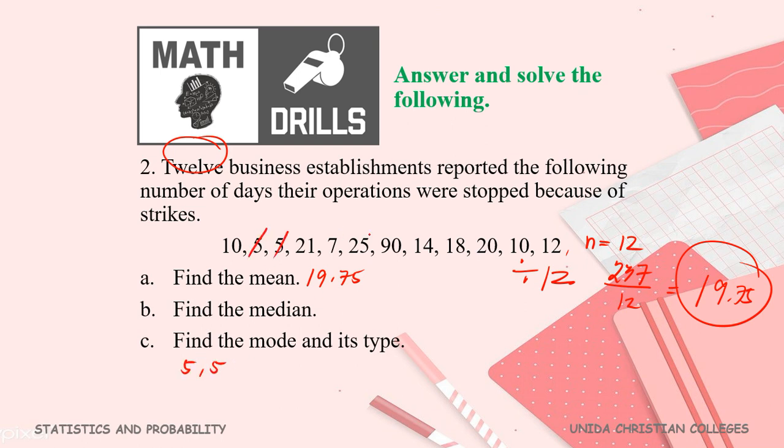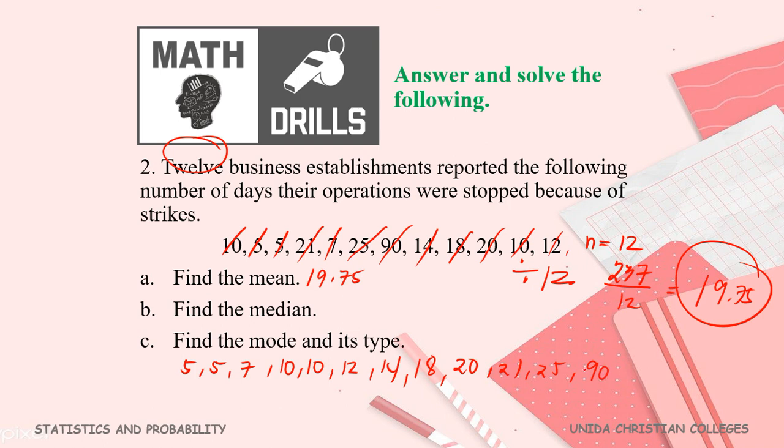Next is we have 7. Next is we have 10. Dalawa po yung 10 natin. Okay, after ng dalawang 10, we have here 12. Next is we have 14. After 14, we have 18. Next is 20, 21, 25. And then we have the last, which is 90, which is the highest.